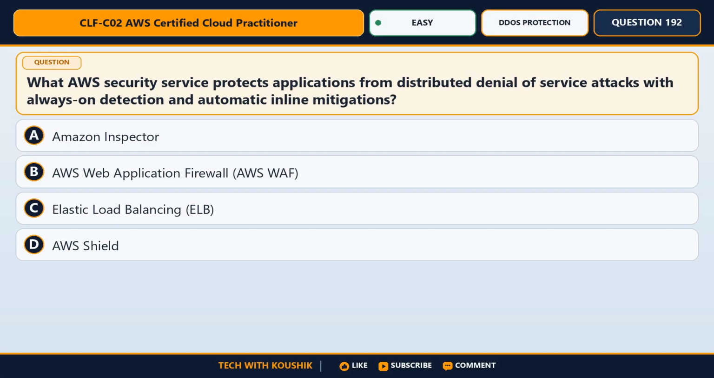Question number 192. What AWS security service protects applications from distributed denial of service attacks with always-on detection and automatic inline mitigations? Option A, Amazon Inspector. Option B, AWS Web Application Firewall, AWS WAF. Option C, Elastic Load Balancing, ELB. Option D, AWS Shield.